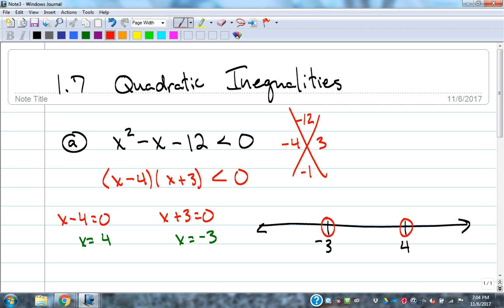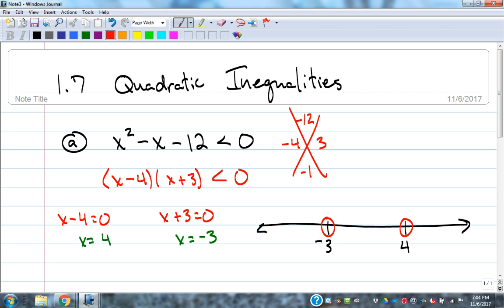The open circle says -3 doesn't count as an answer, but it's where answers could start or stop. Okay, so we have 1, 2, 3 areas on this number line. We have the numbers that are less than -3, the numbers that are between -3 and 4, and the numbers that are greater than 4. Three different areas. We've got to check three different numbers from those areas in the original inequality to decide if it's true or false.